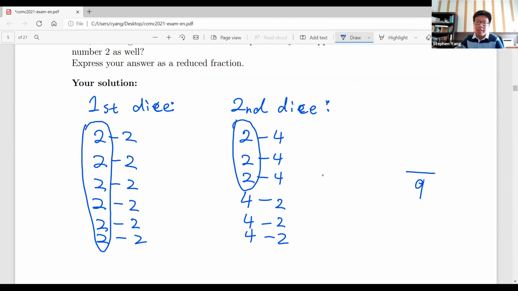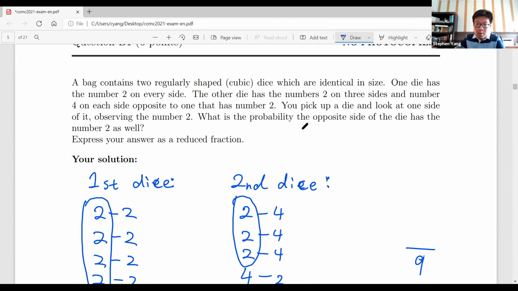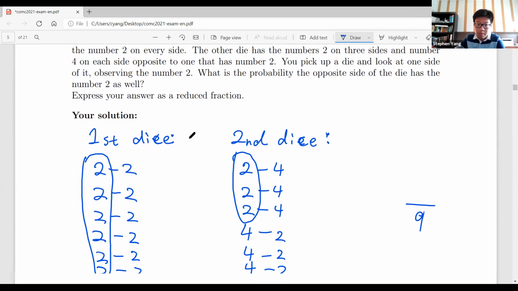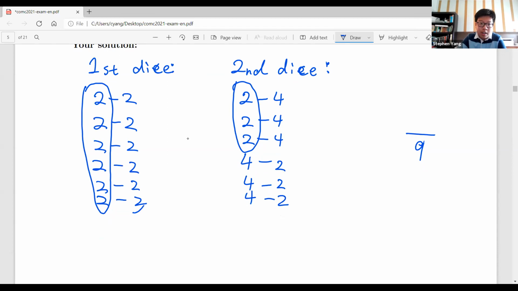And out of the nine ways, I ask you, what is the probability the opposite side of the die also has a number 2? Six of these have a 2 on the opposite side, but three other cases will have a 4. So six out of the nine cases will succeed. So the answer should be two-thirds.